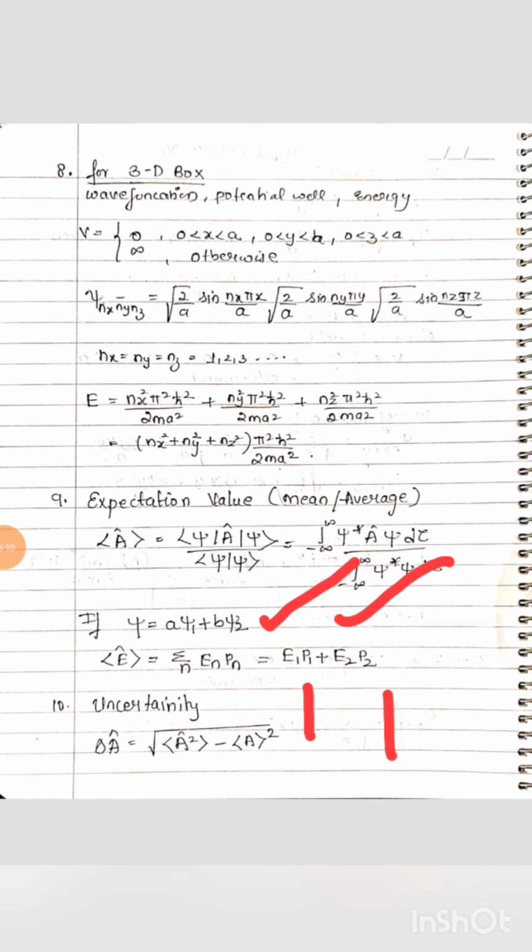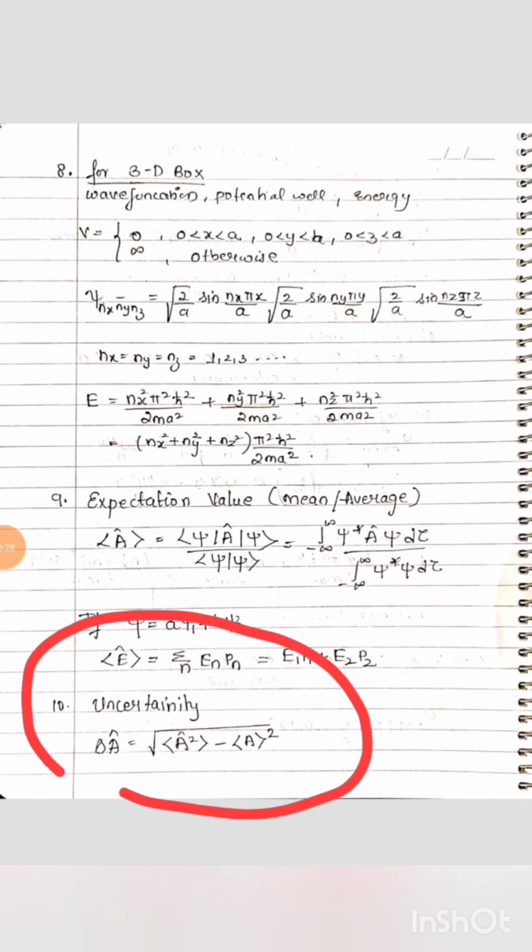Okay, the next formula is the formula for uncertainty. Delta of A cap is equal to root of expectation of A square minus expectation of A the whole square. You have to remember this formula because this is important. Most of the questions are asked on the uncertainty.